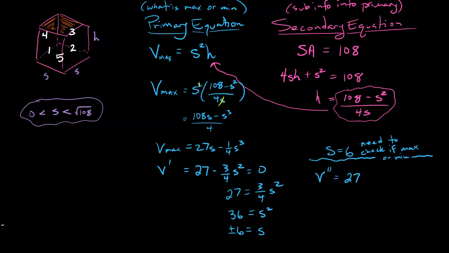Second derivative would be 27 minus 3/4 S. And I want to find the second derivative at 6 because that's my critical number, which would be 18/4, which would be 4.5, which is a positive answer. Oh, it's not 3/4 S. Oh. I took the derivative. Wow, I was looking at the wrong equation.